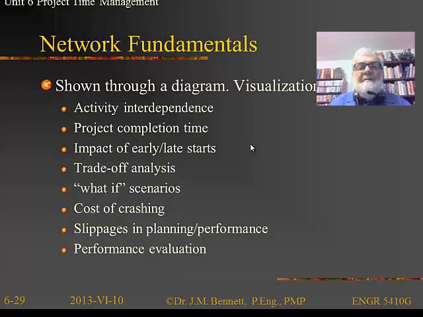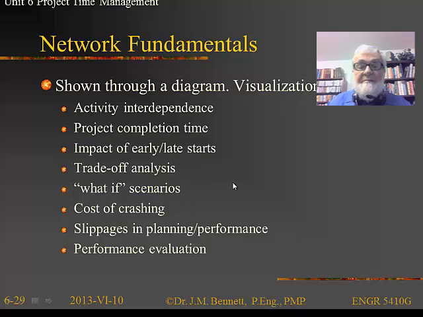Now, when we talk about constructing a network diagram, we need to realize we're constructing a diagram or a visualization of all the activities of the project. So we need to know what the activity interdependence is. We want to be able to compute the project completion time. And for any given activity, what happens if we start early on that activity? Can we postpone it and start late? We can try and do trade-off analyses: what if we take this particular path and try and get that started faster? What's going to be the effect on the total schedule and cost?